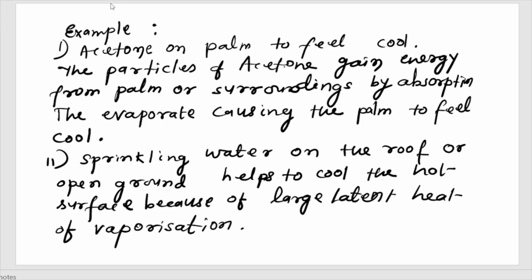Sprinkling of water on the roof or open ground. Sometimes you can observe in the summer season that water is sprinkled on the roof and also on the playground. Then what happens? It helps to cool the hot surface, only by the latent heat of vaporization. The water regains that heat.